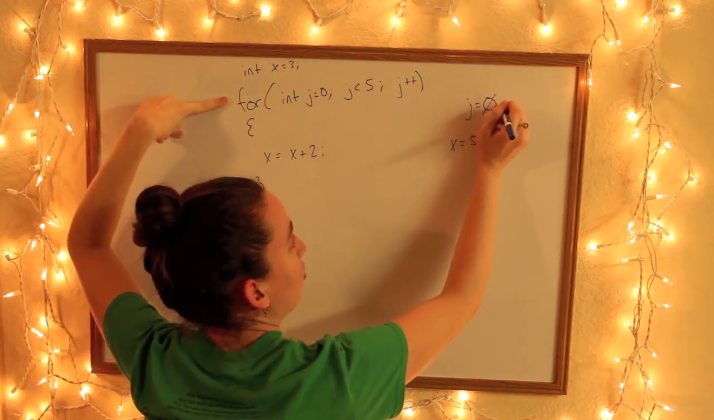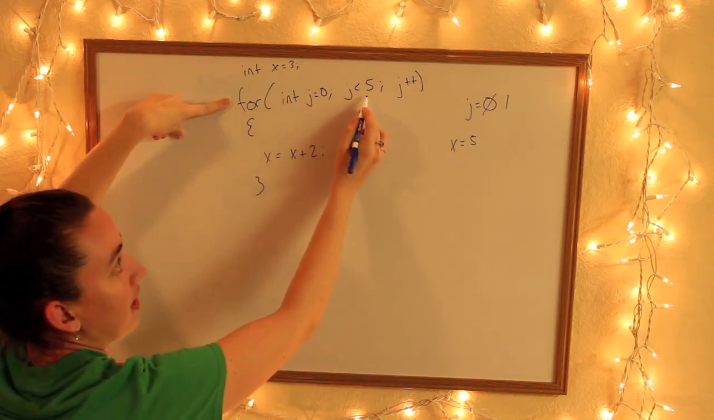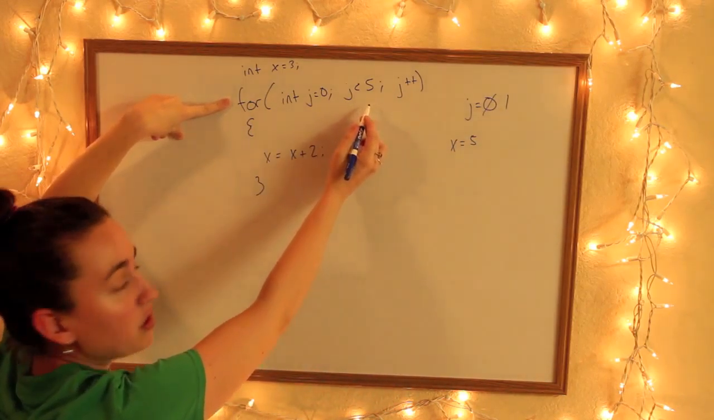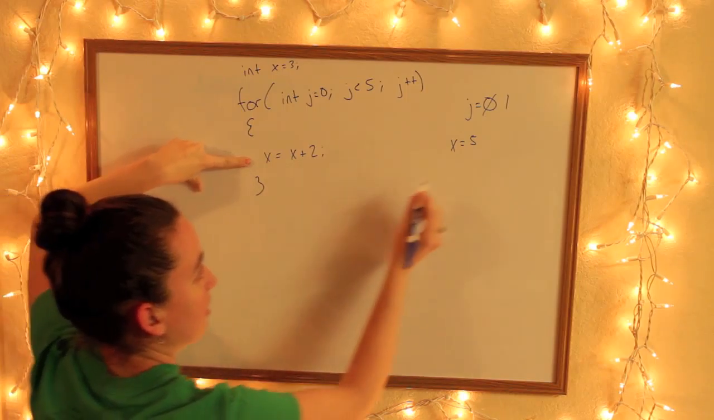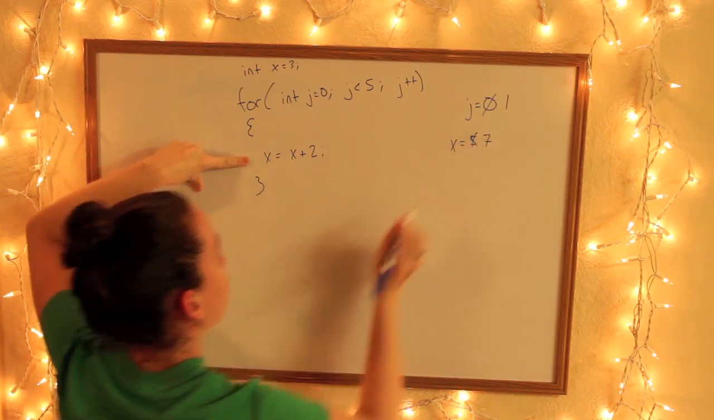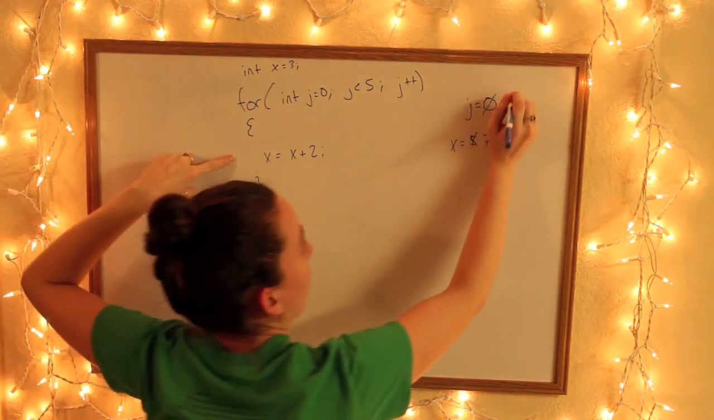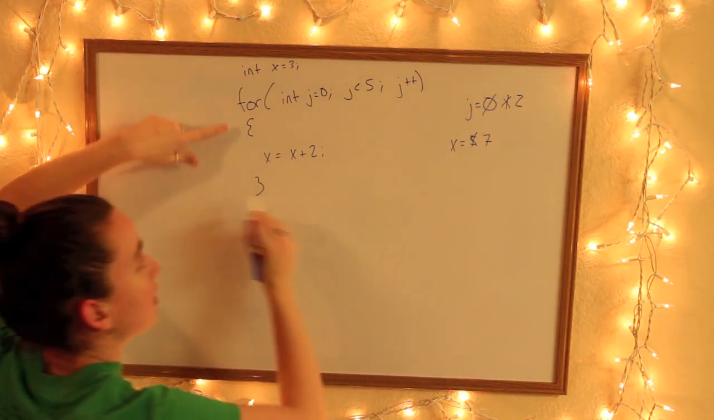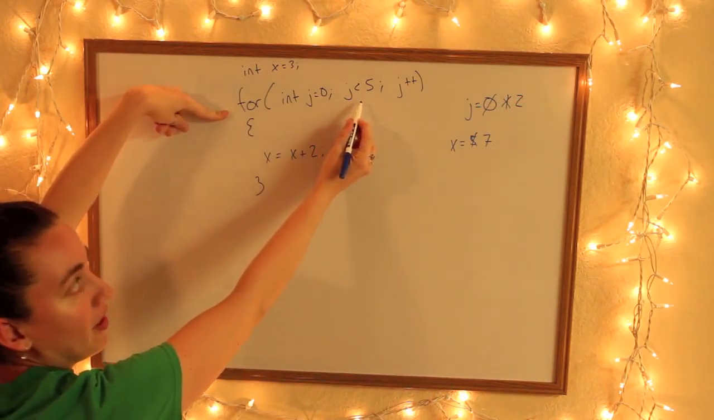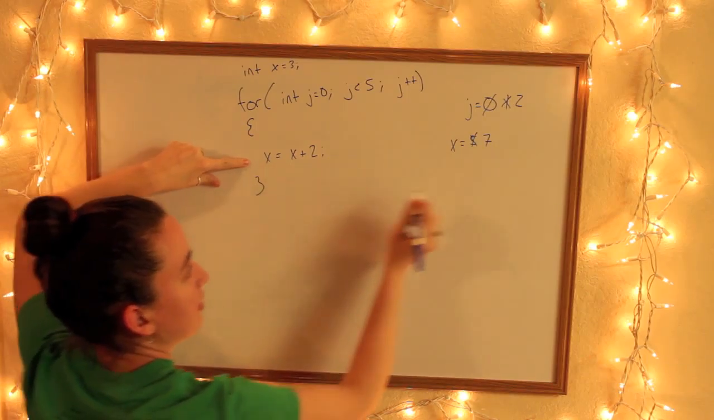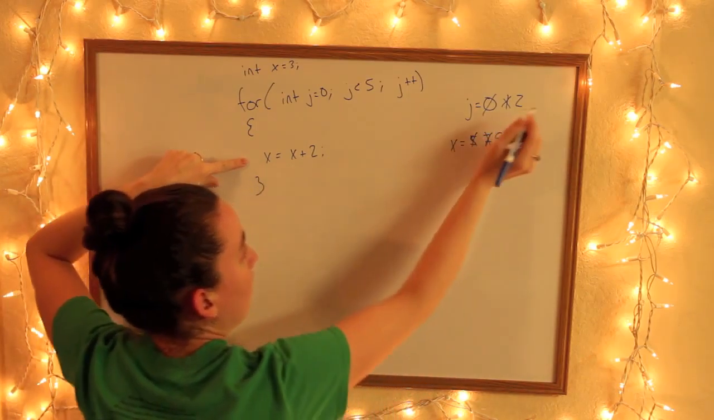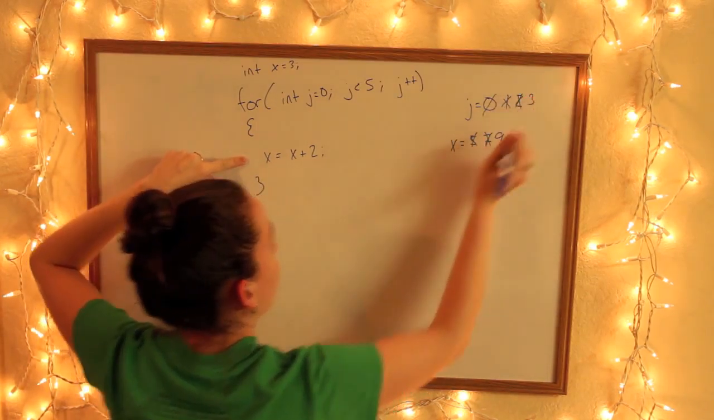So now j is equal to 1, and it says is j less than 5. And if it is, which it is, it goes in here. X equals x plus 2. This is now 7. So then 1 gets added to j. So j is 2, and it says, is j less than 5? It sure is. X equals x plus 2. Now this is 9, and 1 gets added to j, so it's 3.